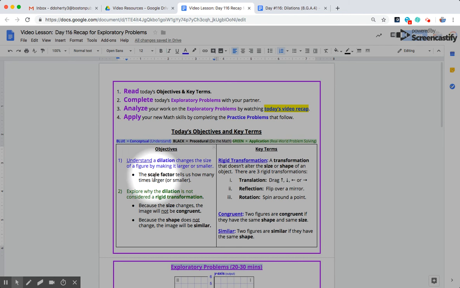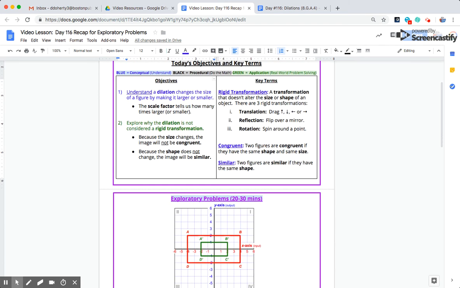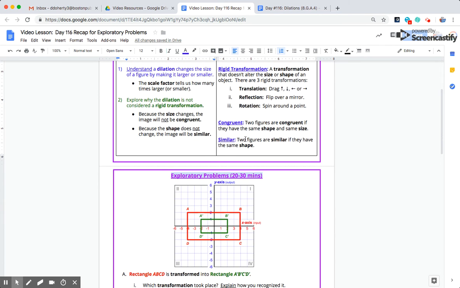And yesterday, we really started focusing on how we can determine the scale factor, and we also started talking about the center of dilation. Today we're going to keep going on that work, similar practice, and we're also going to work on performing our own dilations today.